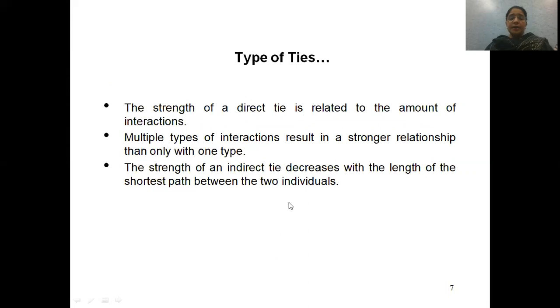The strength of a direct tie is related to the amount of interaction. If we have two nodes A and B and there is a link, it depends on how many associations there are and how much they interact with each other; that will be counted as strength. Multiple types of interactions result in a stronger relationship than only one type. The strength of an indirect tie decreases with the length of the shortest path between the two individuals.